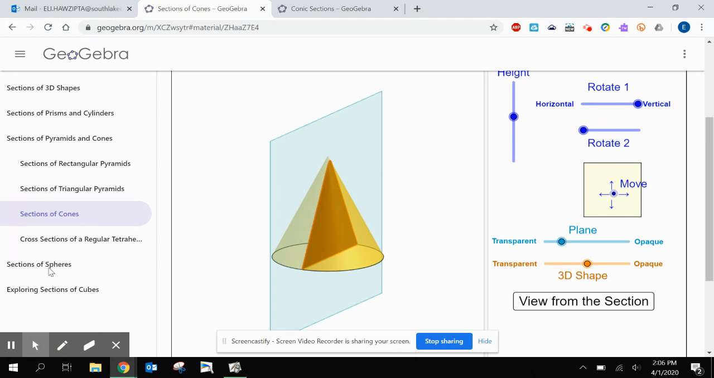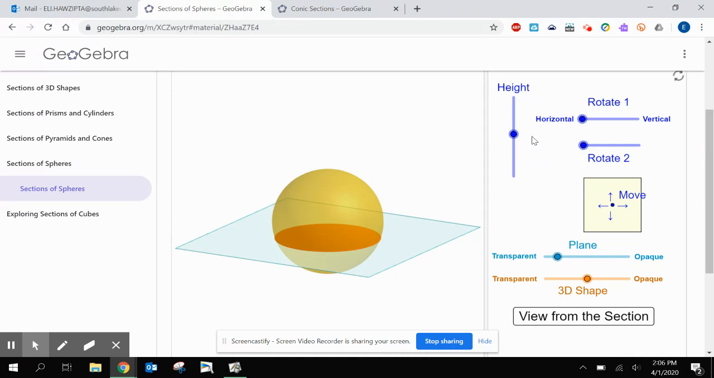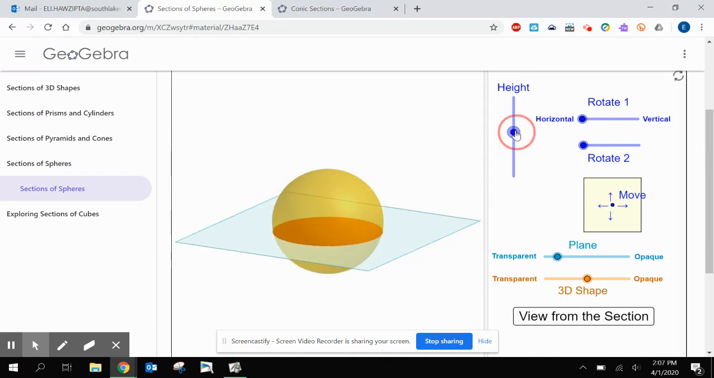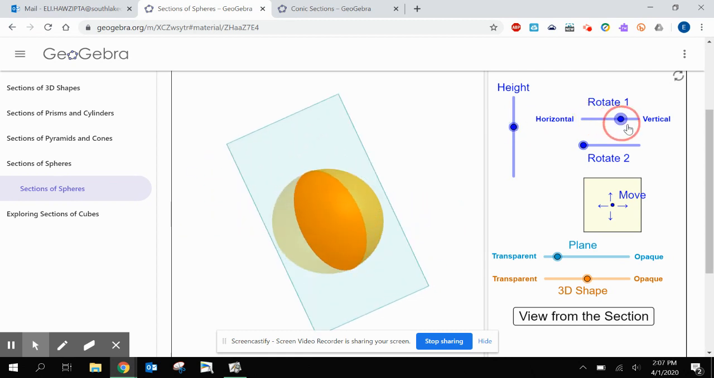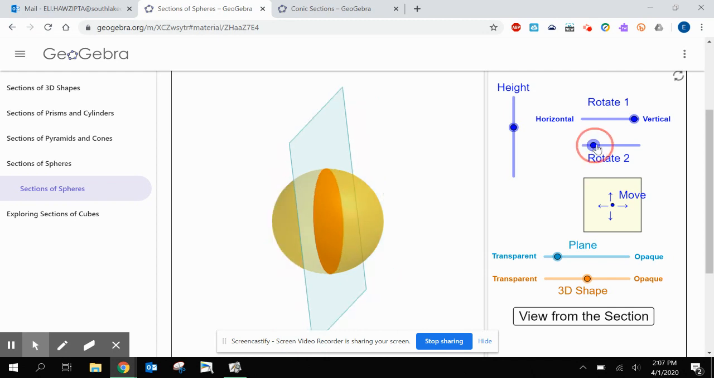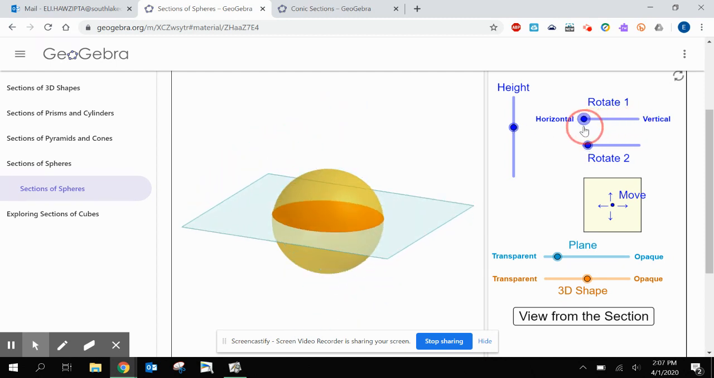So let me go to cross sections of a sphere. And basically, this one's easy. No matter how you slice through a sphere, you're always going to get a circle. I'm just going to rotate around. It makes zero difference how you slice through a sphere. You're going to get a circle of some kind. Now, they're going to be different sized circles, but it's going to be circles.